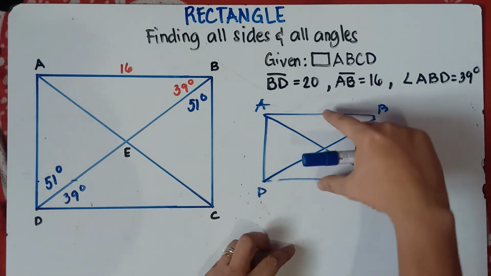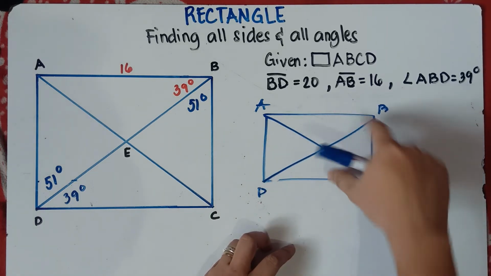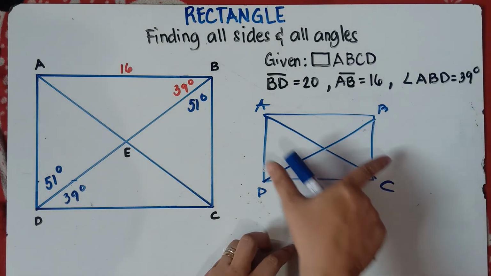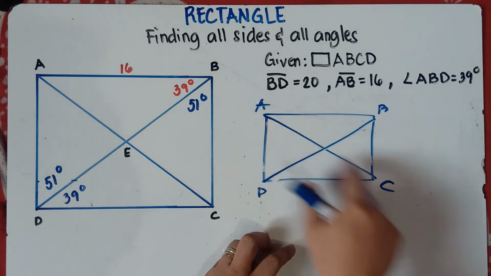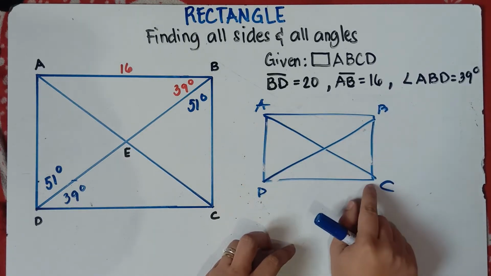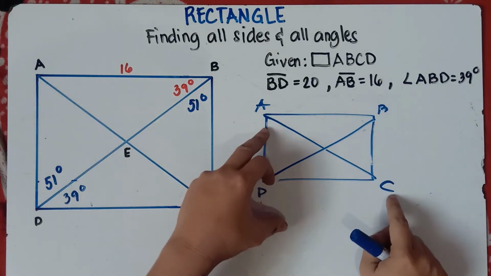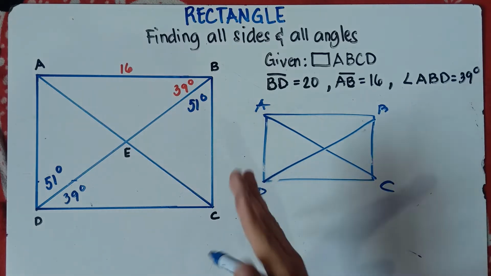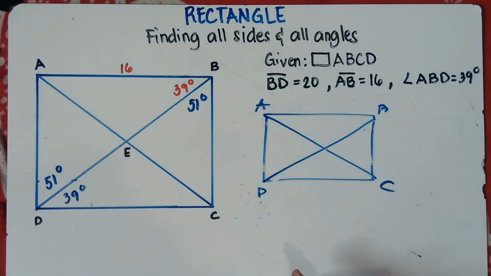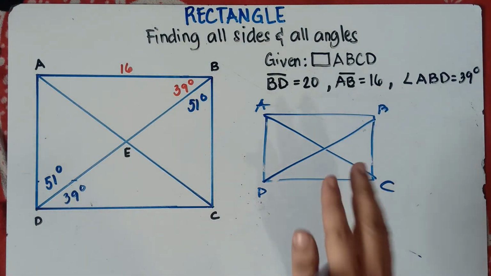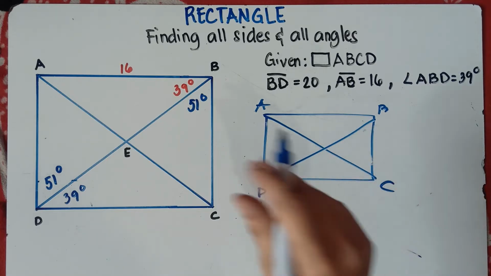This is just the same, class, because in a rectangle, this diagonal is just the same with this one, because opposite sides are congruent. So if you draw this one, even if you measure this with a ruler, it will have the same measure. So therefore, if they have the same measure, they cut themselves into two equal parts. They bisect each other. That is also one property of a rectangle, class, that diagonals bisect each other.